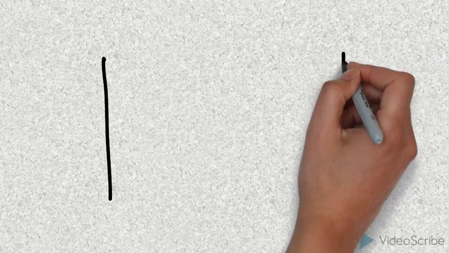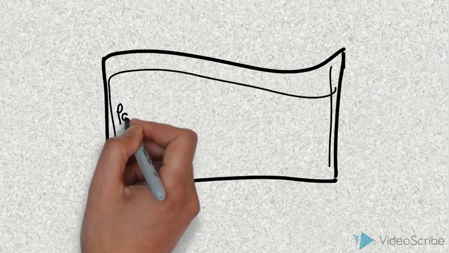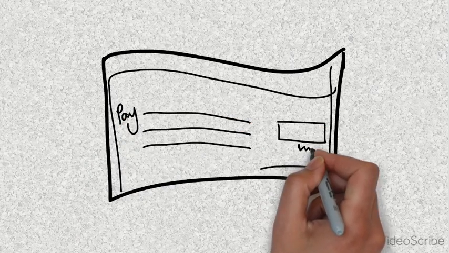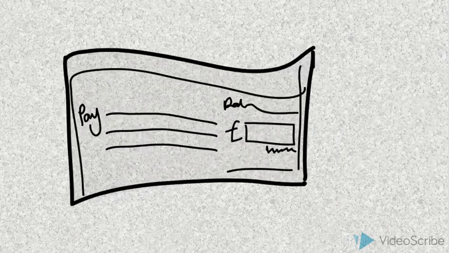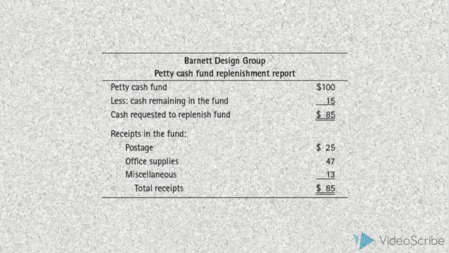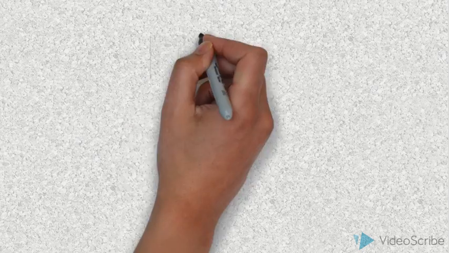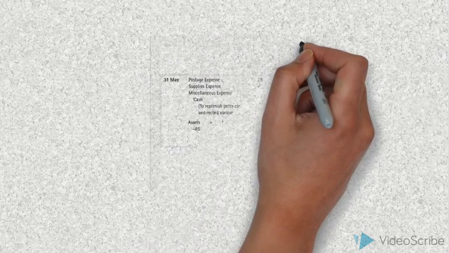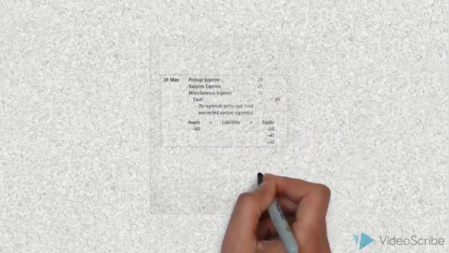This can be achieved in 3 steps. First, you must write and cash a check for an amount that will bring the total back to its original balance. This can be represented in the replenishment report. Then, all expenses must be recorded in a journal entry by debiting the expenses and crediting the cash.